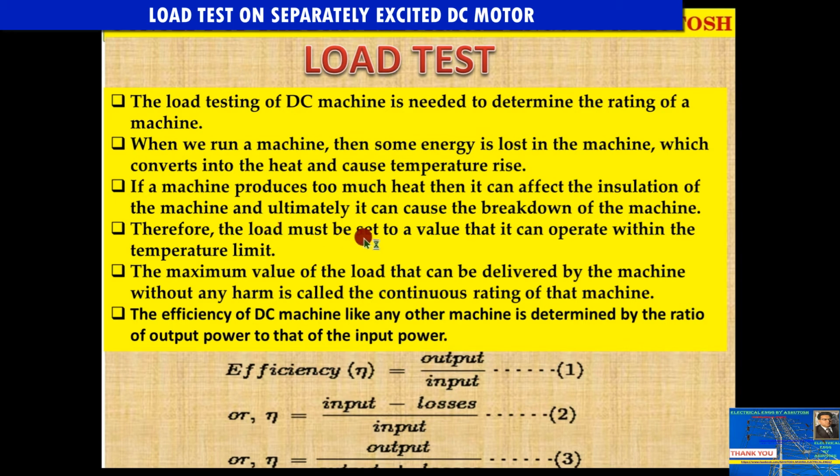Therefore the load must be set to a value such that the machine can operate within the temperature limit, and the maximum value of the load that can be delivered by the machine without any harm is called the continuous rating of that machine. And you can clearly see guys the formula for efficiency, how you can calculate the efficiency from the load test. The formula for efficiency is output upon input, or you can write input minus losses upon input, or output upon output plus losses.